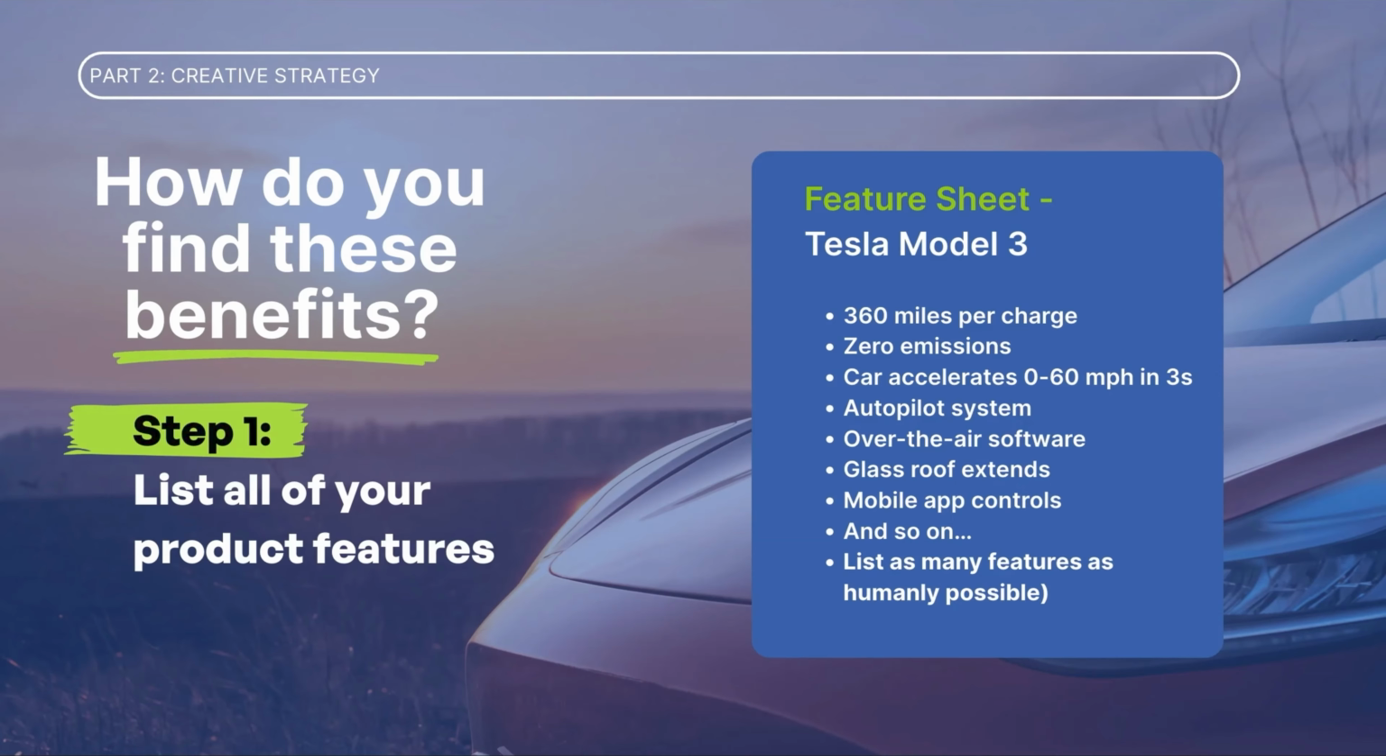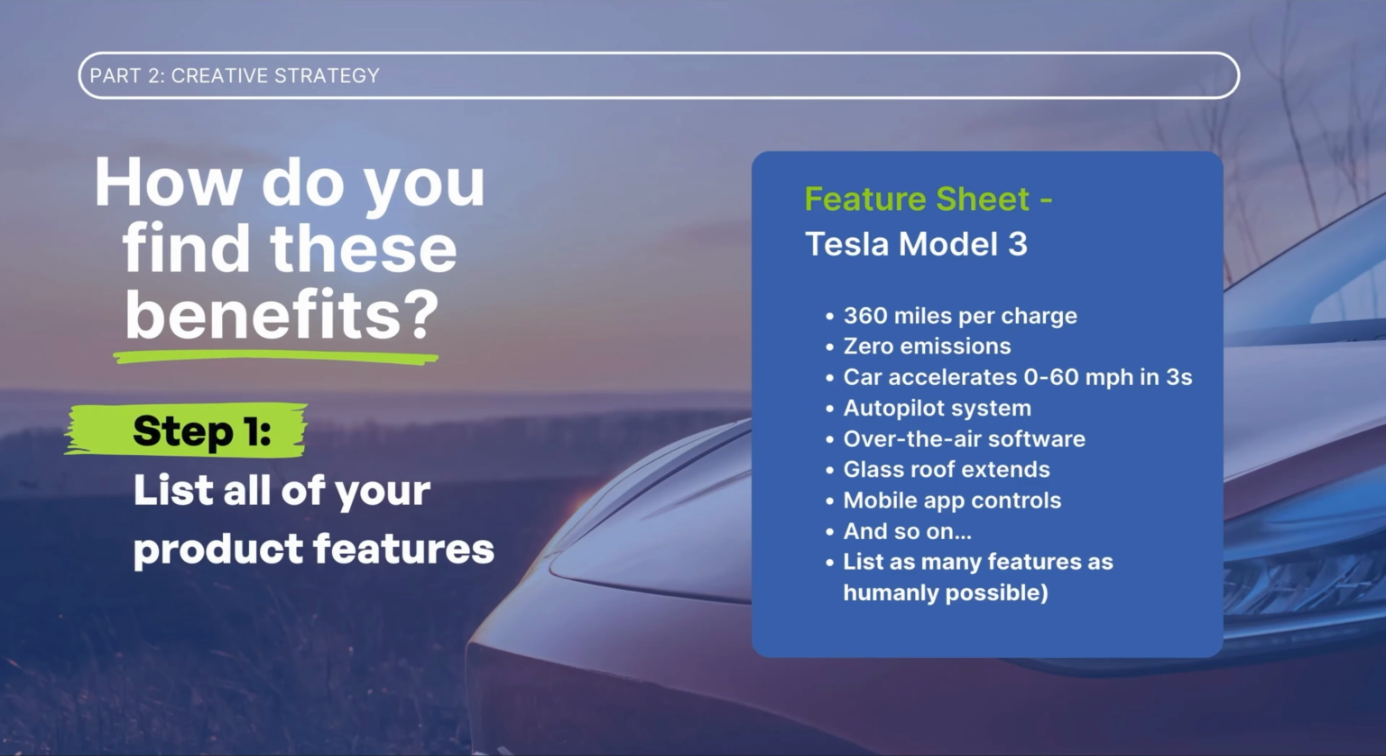If you're a founder and created your own product or service, you can probably list all of its features very easily. Now, your job is to create a feature sheet with all of that information. So step 1 is to list all of your product features. Example, let's say that you're selling a brand new Tesla Model 3 in ultra red color. Your feature sheet would look something like this. 360 miles per charge, 0 emissions, accelerates from 0 to 60 in 3 seconds. Autopilot system, over-the-air software, glass roof, mobile app controls, and so on. You should list as many features as humanly possible.